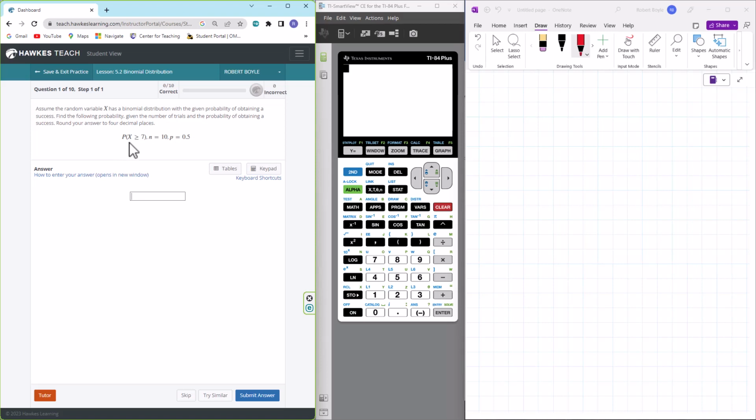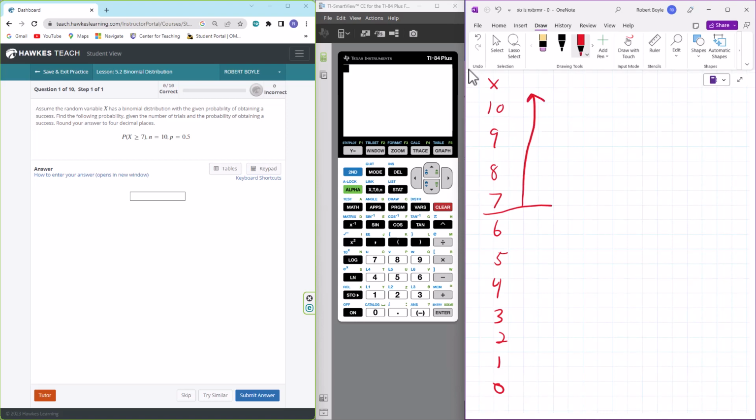So we want to find the probability that x is greater than or equal to 7 for n trials with a probability of success of 0.5. So if we have 10 trials, then x can take on the values of 10, 9, 8, 7, 6, 5, 4, 3, 2, 1, and 0. And the probability of x being greater than or equal to 7 is the probability of x taking on these particular values, 7, 8, 9, and 10.